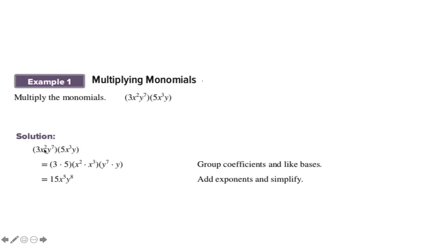So 3 times 5 is 15, and then x squared times x cubed, you add the exponents to get x to the 5th. y to the 7 times y, you add the exponents to get y to the 8.